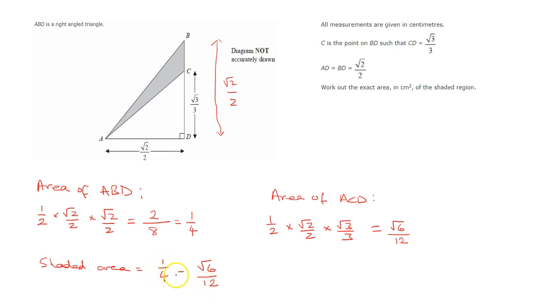So multiplying the first one top and bottom by 3, we could write 3 minus root 6 over 12, which would give us the same answer. However, it's looking for the exact area in centimetres squared, so both of these would be sufficient. Now onto the final exam question.